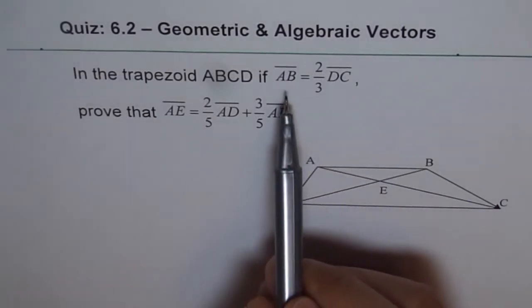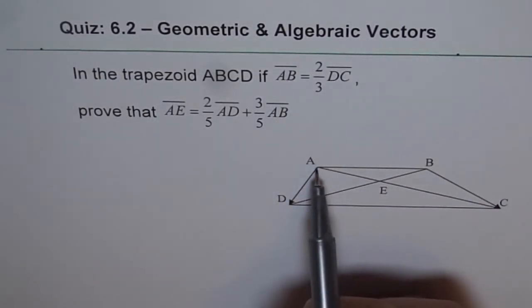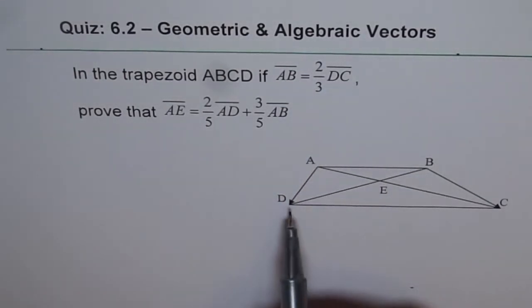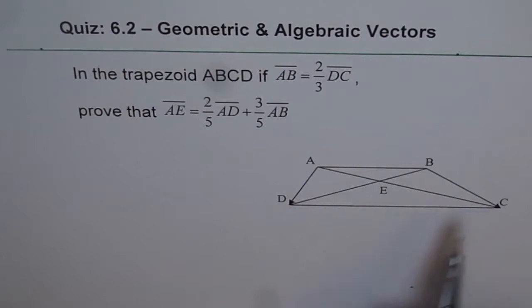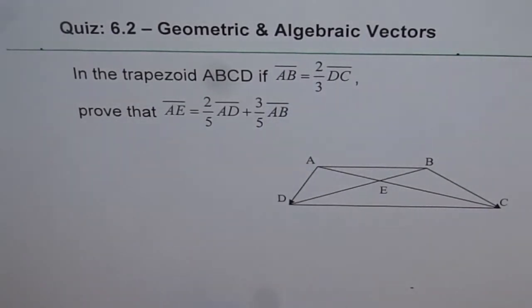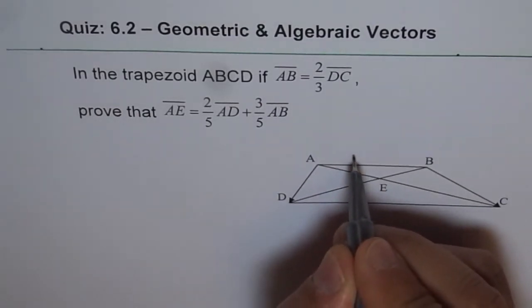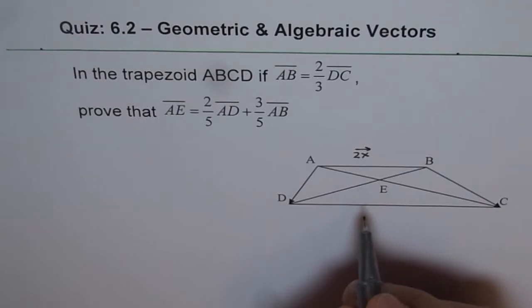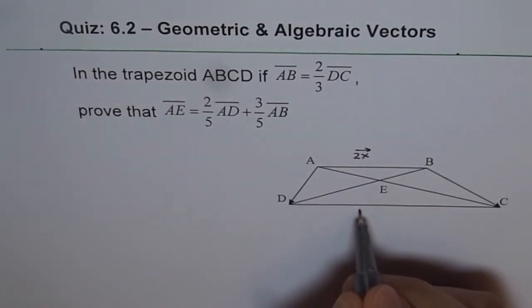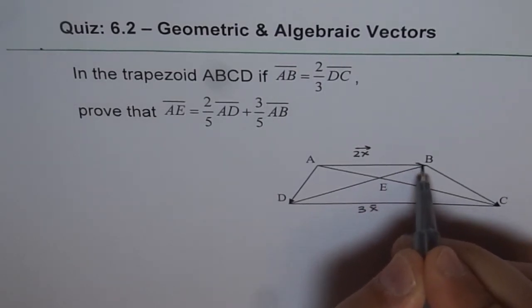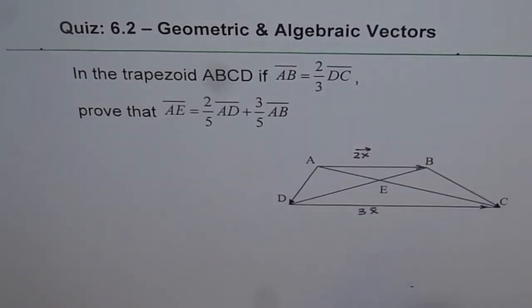When I say AB, vector A to B, is 2/3 of DC, that basically means that the ratio of AB and DC is 2:3, right? That means if AB is, let us say, 2x, then DC is 3x, right? 3 times x, correct? So x is the vector we are saying in this direction, right? This is like, I'm trying to give you a concept, right?